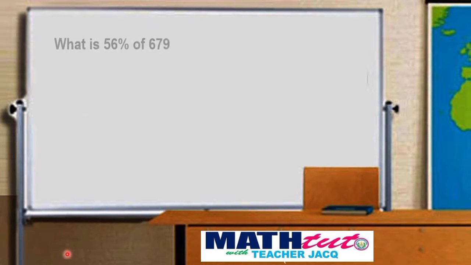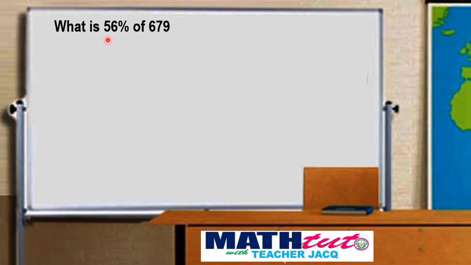Now let's do the solving. So we have, what is 56% of 679? Our givens are 56% and 679. So as I said in the discussion, when there is a percent sign, that is always our rate. And then the 679, this is our base. So just remember, in identifying the base, it is the number written after the word "of."